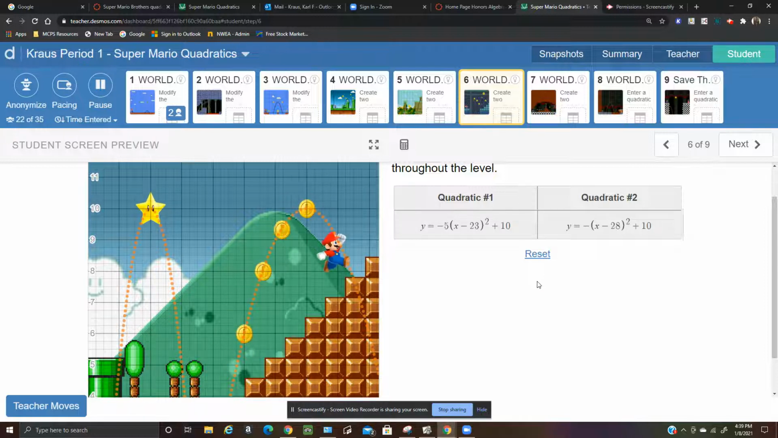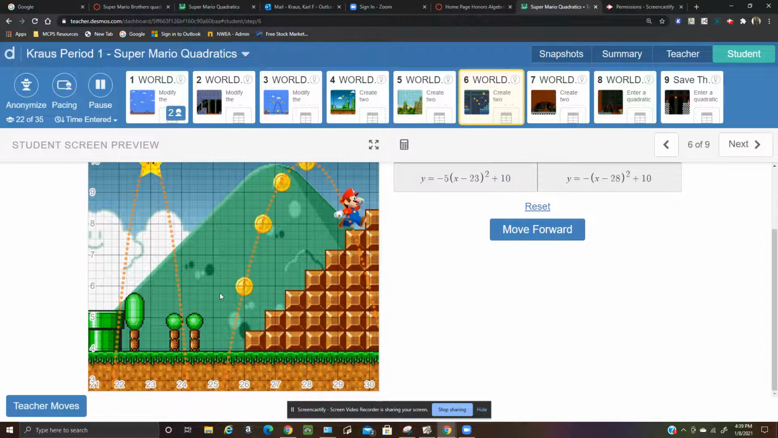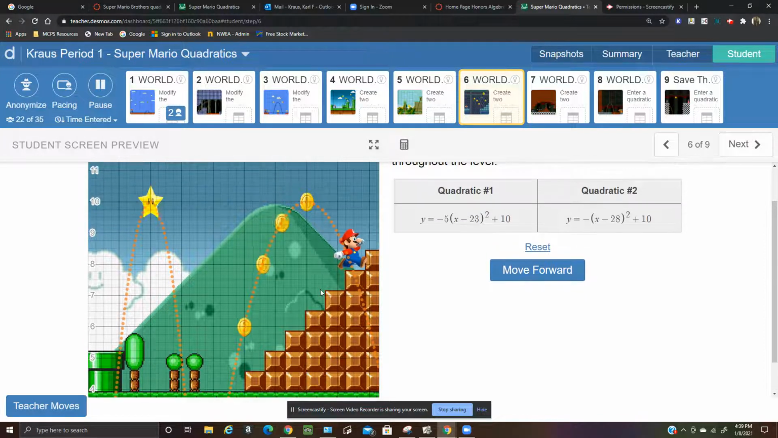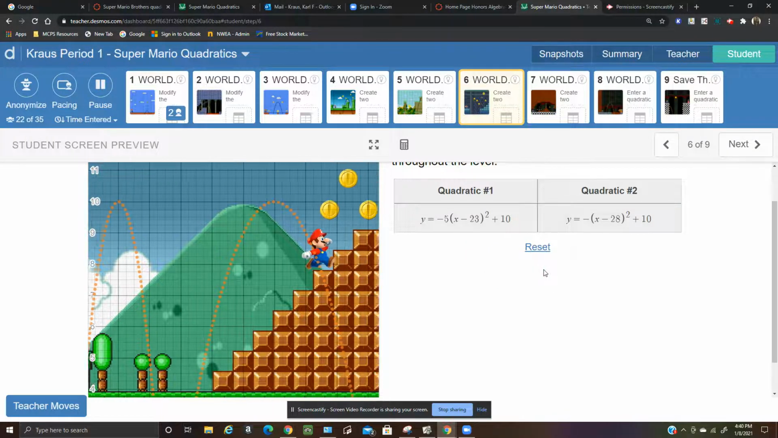All right, so notice that in some of the slides I'm using the vertex form, and in other slides I'm using the intercept form. If I want to make a bridge, I use the intercept form. If I want to get something that's up sort of higher, then I'm using the vertex form. So bridge, intercept form; higher, I want to use the vertex form. So move forward again.